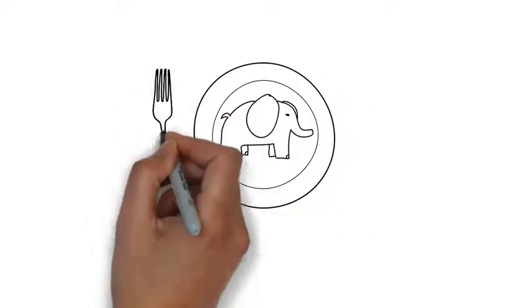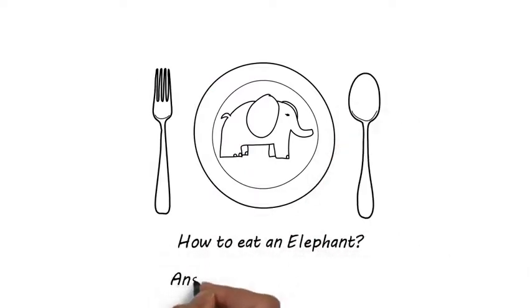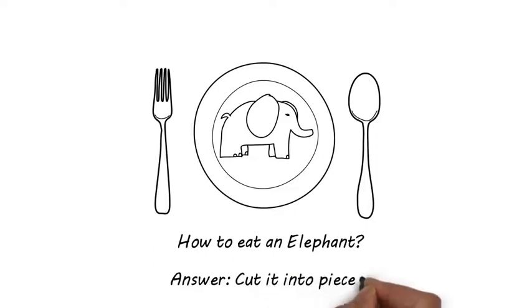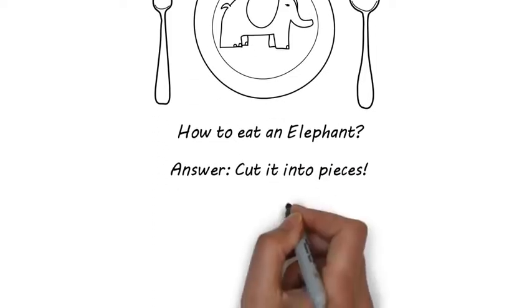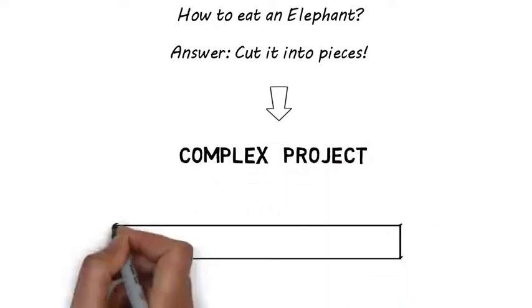Let me ask you one weird question. How to eat an elephant? You may know the answer to this proverb. Cut it into pieces, and eat one bite at a time. We would apply the same rule to the big and complex project.